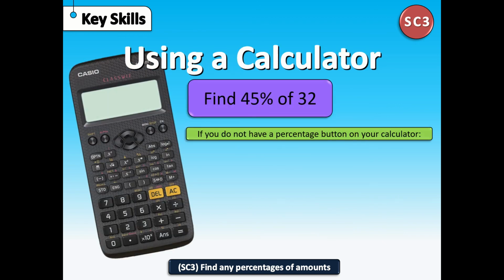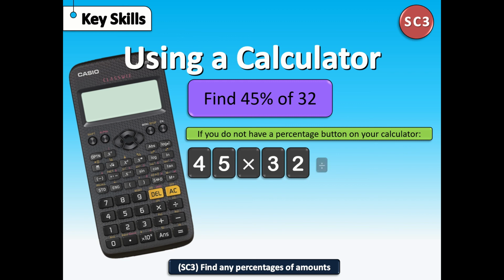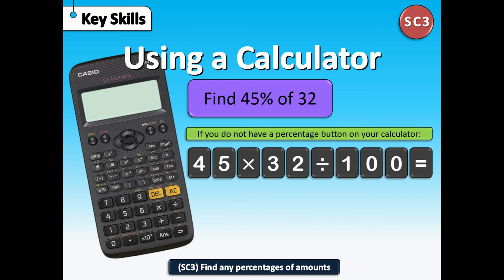If your calculator doesn't have a percentage button, or you don't know where it is, you can answer this question by timesing 45 and 32 together, and then dividing the answer by 100. And you should get 14.4.